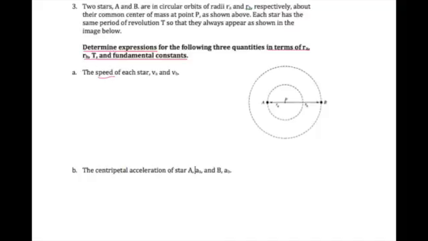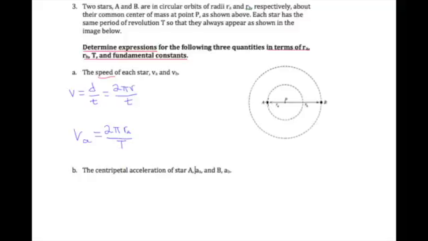I needed the speed of VA and VB. So there was an equation on the board that said velocity is distance over time. And since we were going in a circle, we would see that it was 2 pi times their radii over the period. So for VA, we just replace it: 2 pi RA over the period, T.